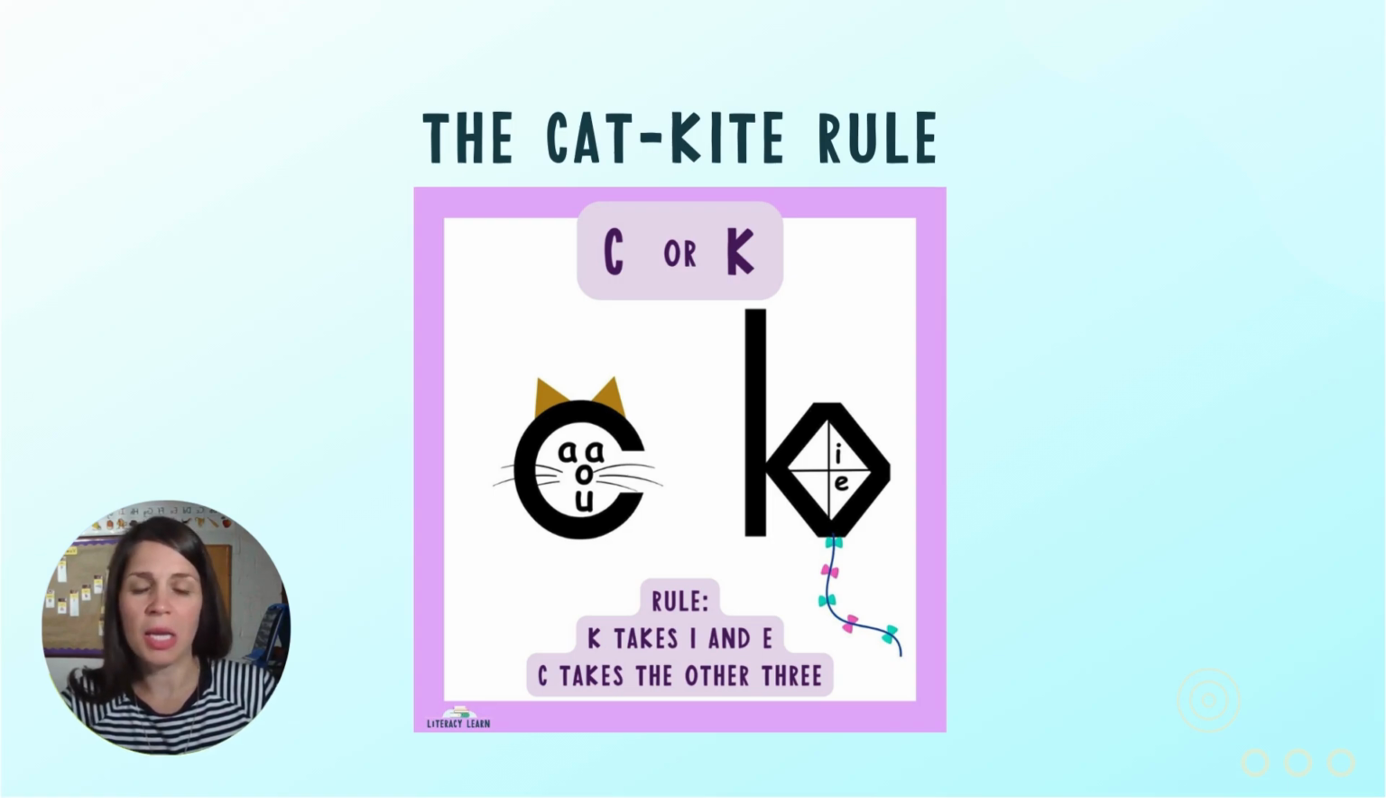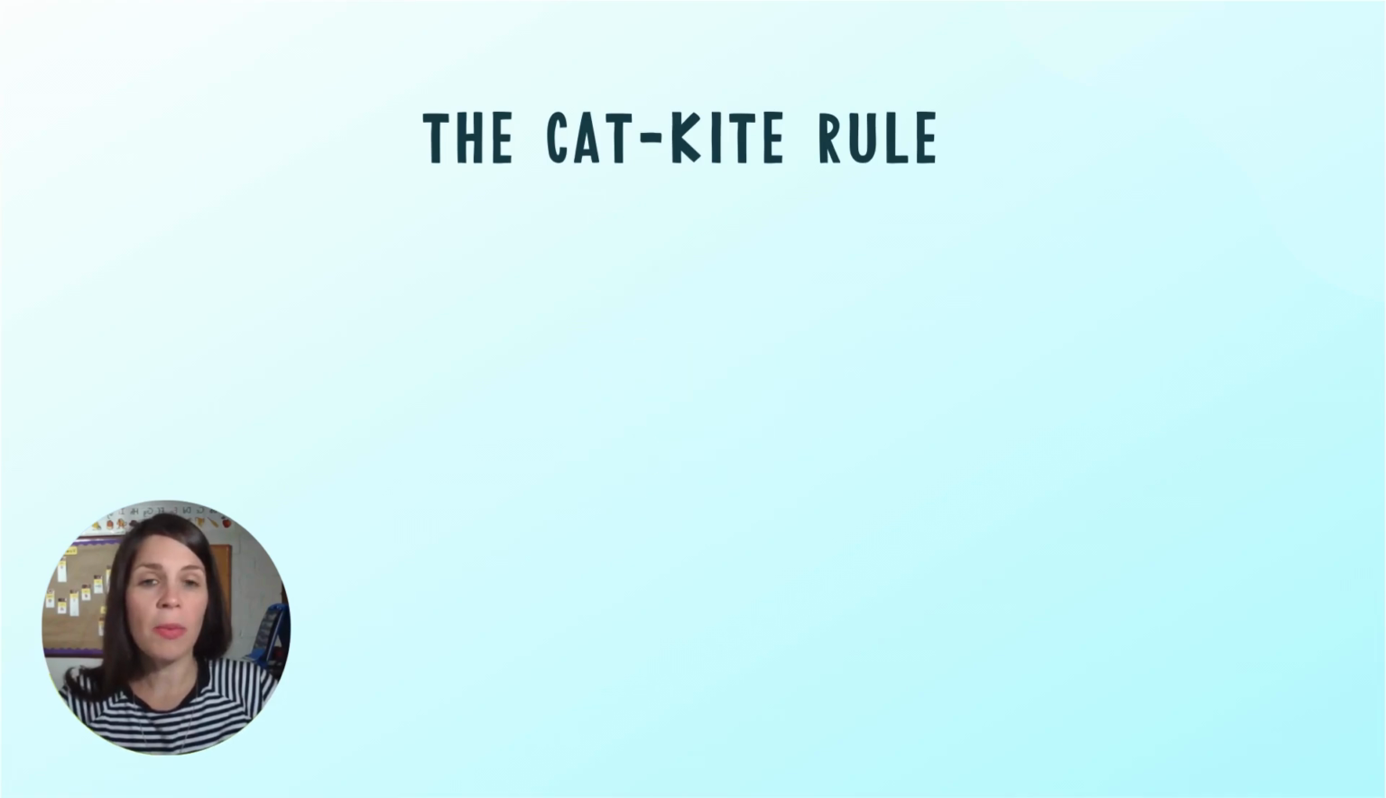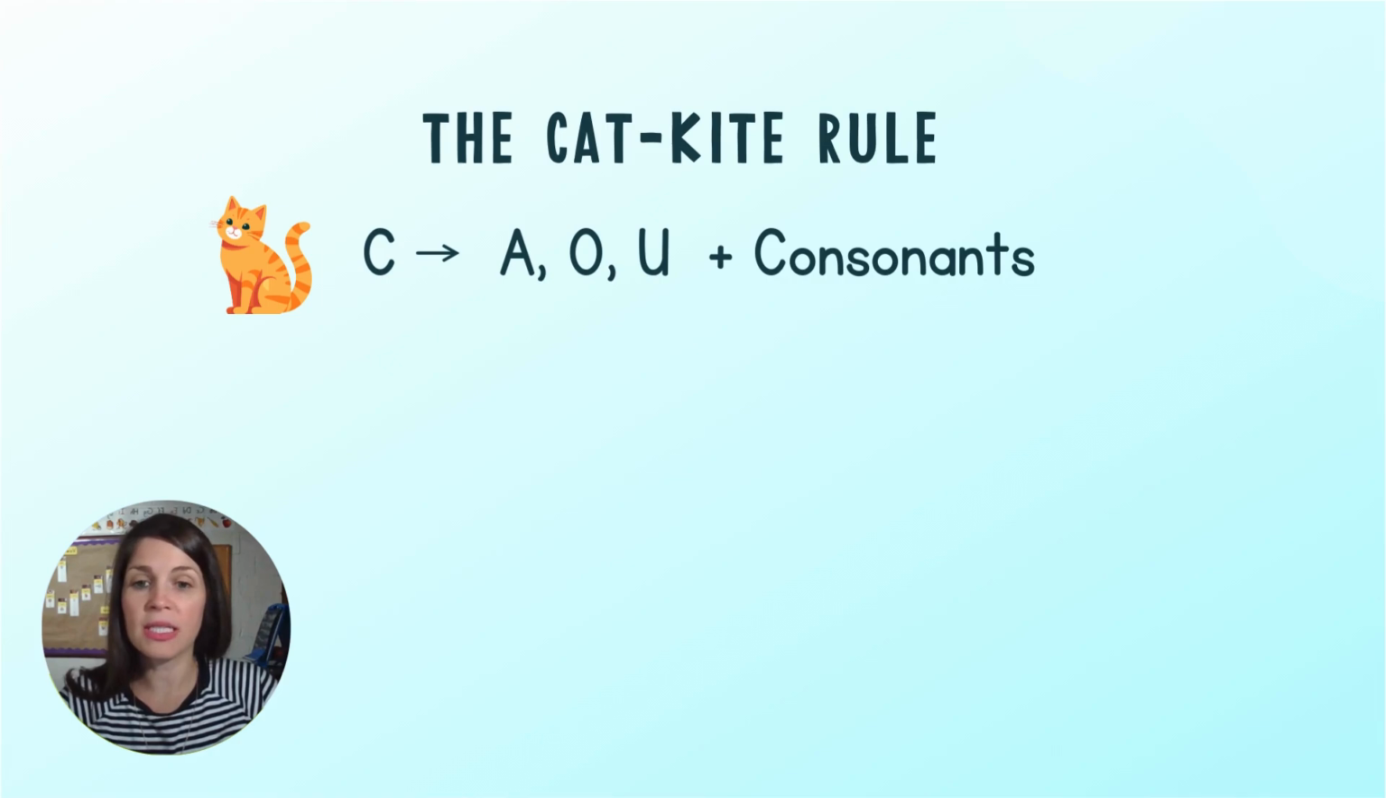So we'll continue talking a little bit more about the cat-kite rule, looking at specifically the letter C. Remember, the letter C takes the other three. What are those other three? A, O, and U, plus consonants. So that'll be important as you get to blends. Okay, let's look at some examples.